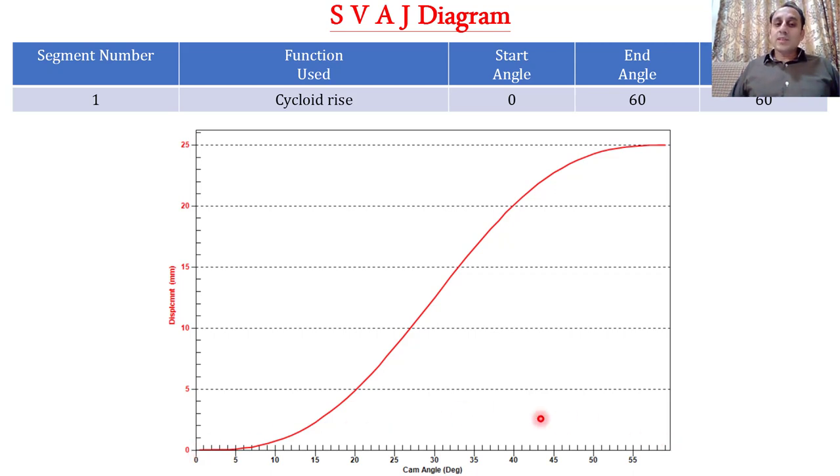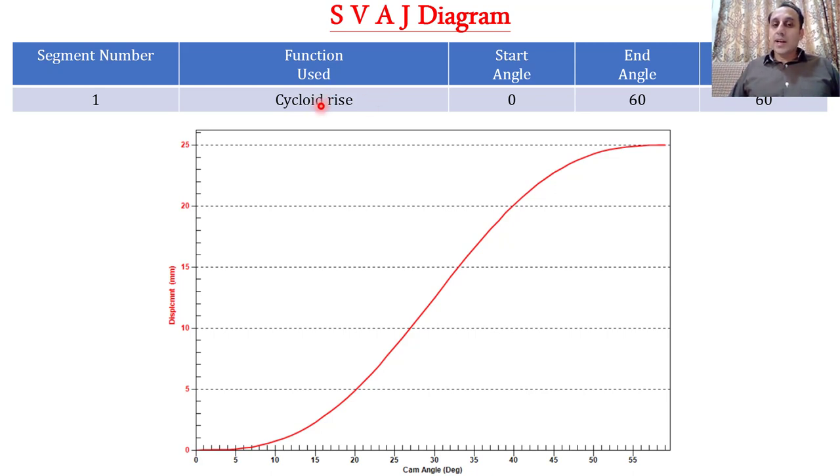When the cam is at 0 degree, the follower is at 0 mm displacement. But when the cam starts rotating, what will happen? The follower will start moving towards its extreme position. And when the cam has rotated 60 degrees, the follower will have moved from 0 to 25 millimeters. So this extreme position is achieved against 60 degree rotation of the cam. This is a rise segment.